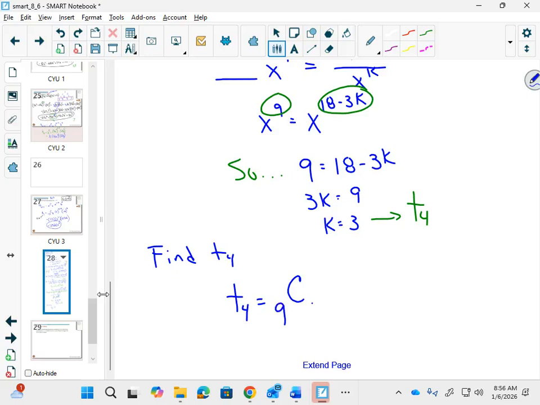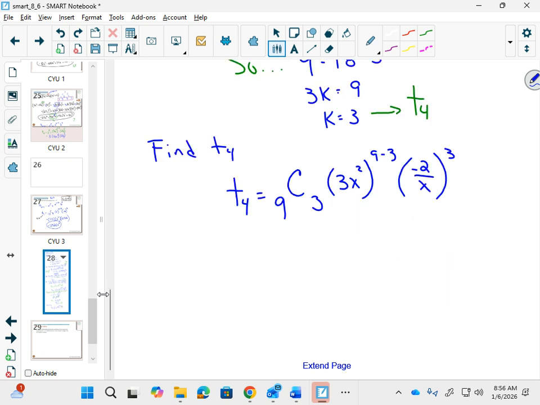So it'll be 9 choose 3. Our a value here was 3x squared to the 9 minus 3. Our b value was negative 2 over x to the 3. Again, simplify each of these in brackets first. So what is 9 choose 3? 84. Put that in brackets. The reason the brackets are very important is sometimes people forget the brackets and then they think they should add or subtract instead of multiply.